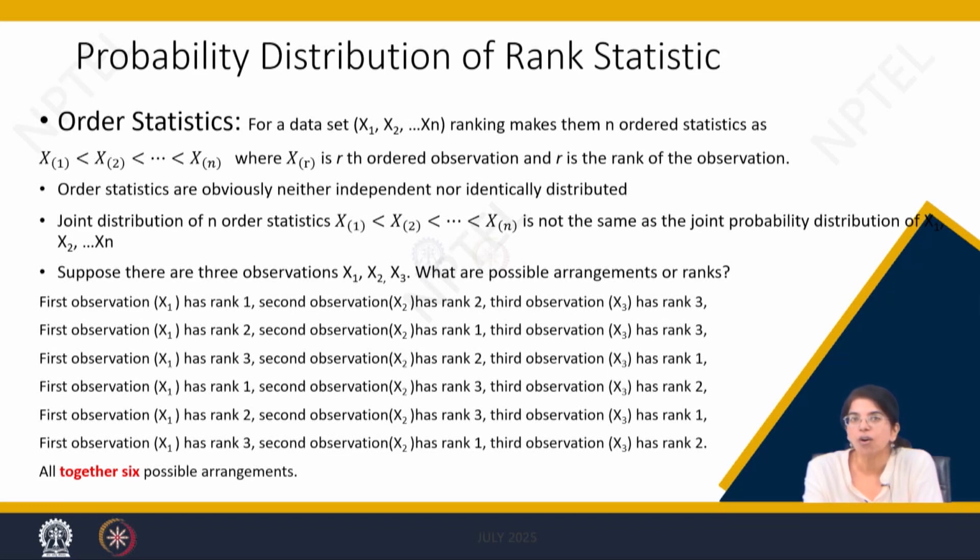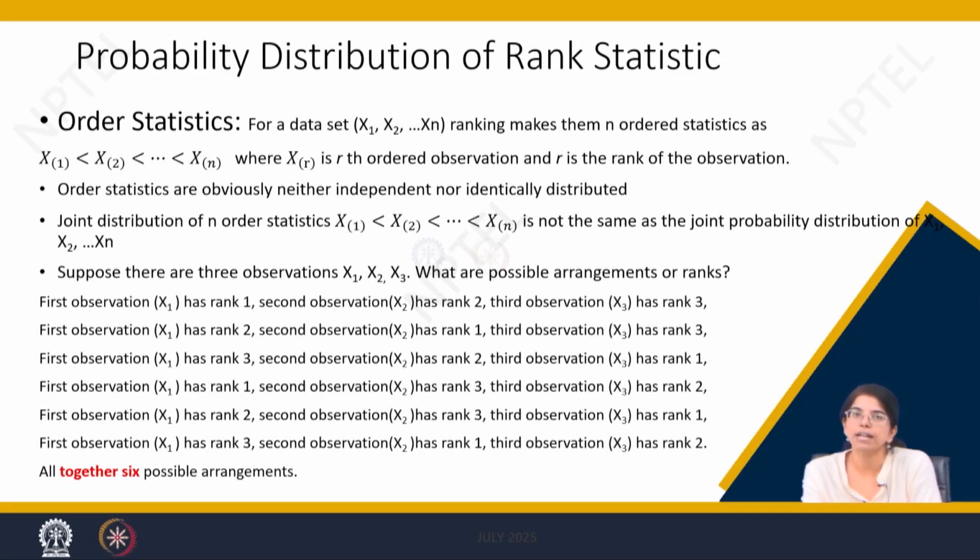So order statistics are obviously neither independent nor identically distributed. Why? Because you are ordering. One observation is bigger than the previous observation. So when you are imposing this type of ordering, they cannot be independent in nature. The joint distribution of n ordered statistics, x(1) less than x(2) less than x(n), is not the same as the joint distribution of simple x1, x2, ..., xn, right? So for ordered statistics, the joint distribution is different.